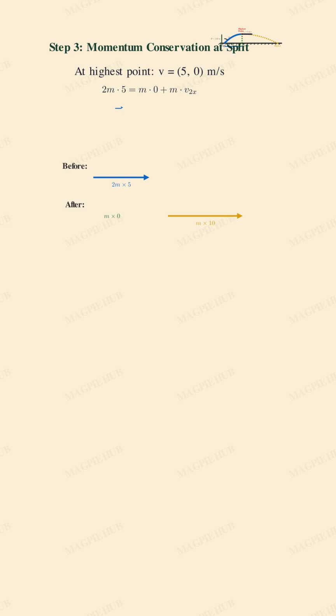Step 3. Apply conservation of momentum at the splitting point. At the highest point, the total horizontal momentum is 2m times 5. Part 1 falls vertically, so its horizontal velocity is 0. By conservation, 2m times 5 equals m times 0 plus m times v2x. Solving, velocity v2x equals 10 meters per second. Part 2 moves horizontally at 10 meters per second.